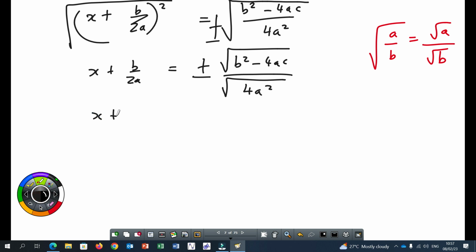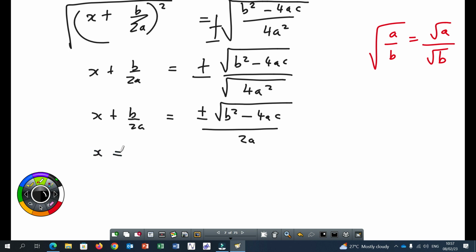So we get x plus b over 2a is equal to, now plus or minus, the square root of b squared minus 4ac all over 2a. Okay, so the square root disappears. Then we take this b over 2a to the right hand side. So we end up getting x equal to minus b over 2a plus or minus the square root of b squared minus 4ac all over 2a.